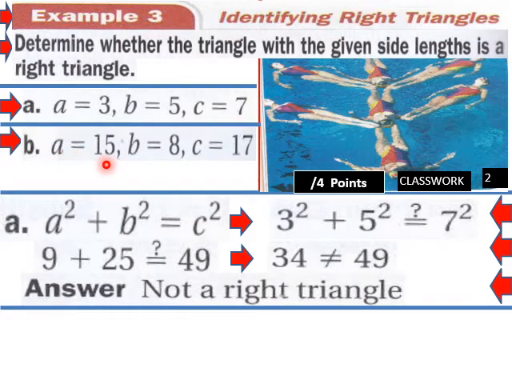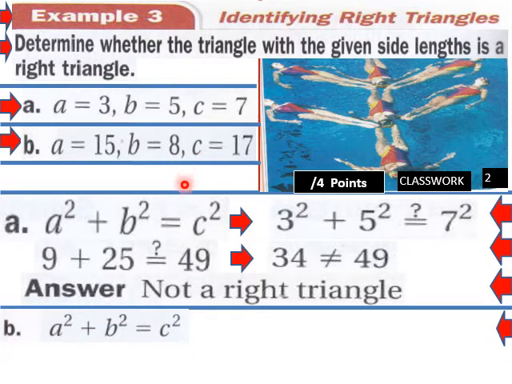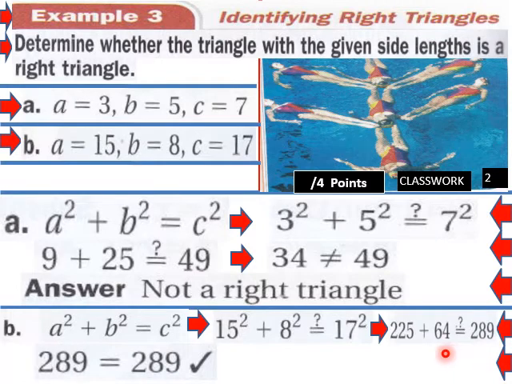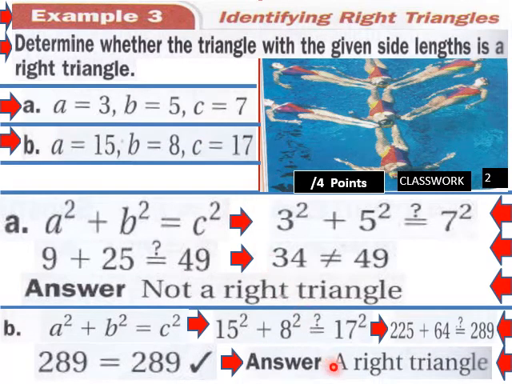So how about a equals 15, b equals 8, and c equals 17? Are these the dimensions of sides of a triangle that would make a right triangle? a squared plus b squared equals c squared. We plug in our values. 15 squared plus 8 squared. Does that equal 17 squared is the question. 225 plus 64. Does that equal 289? And the answer is yes, it does. So this is the dimension of sides of a right triangle. Answer, yes, it is a right triangle.